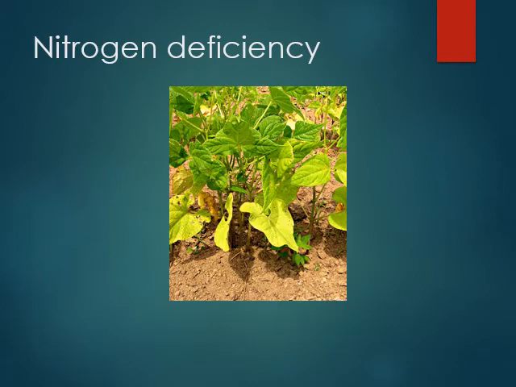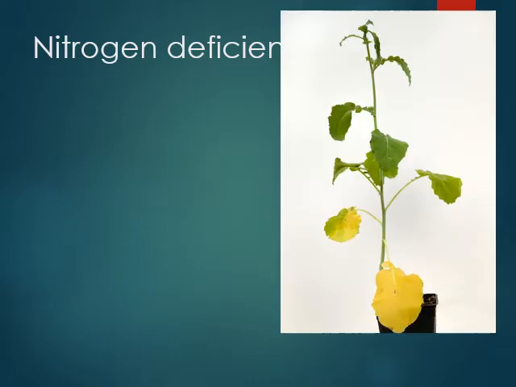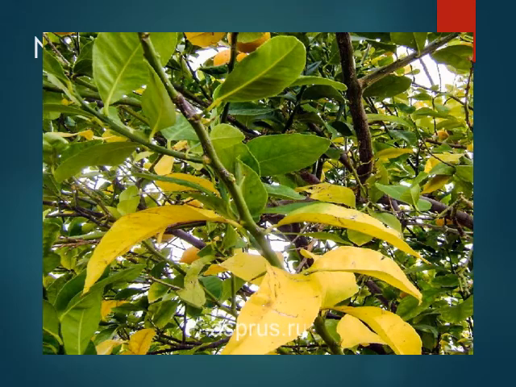Nitrogen deficiencies, obviously, present at the bottom with yellowing. Even the top leaves will be less green because there is less nitrogen to make chlorophyll. But generally speaking, the bottom is yellow, top is light green. Really good example here. This is actually like a canola plant. This is an orange tree showing yellowing on older leaves.